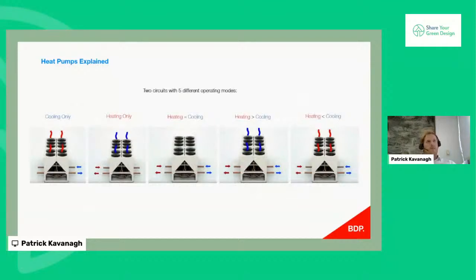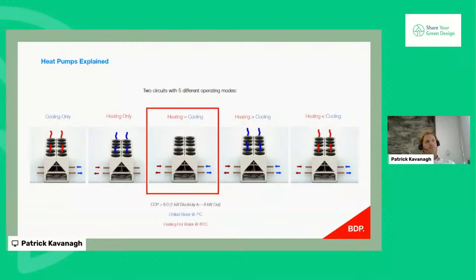The way a heat pump works is that there are 2 circuits with 5 different operating modes. In cooling mode, it's exactly like your fridge at home in that it's rejecting heat to atmosphere, but it's using the cooling to cool the building. In heating only mode, it's the exact reverse of that, so that the heat is going to the building and cold air is being rejected to the atmosphere.